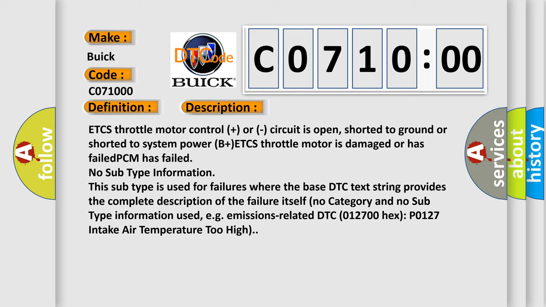ETCS throttle motor control plus or circuit is open, shorted to ground or shorted to system power B plus. ETCS throttle motor is damaged or has failed. PCM has failed. No subtype information. This subtype is used for failures where the base DTC text string provides the complete description of the failure itself. No category and no subtype information used, e.g. emissions related. DTC 012700 hex P027 intake air temperature too high.